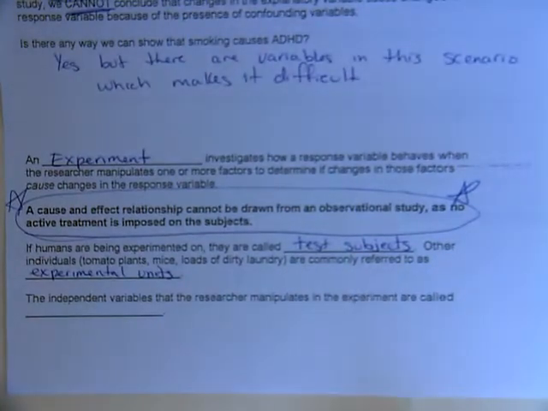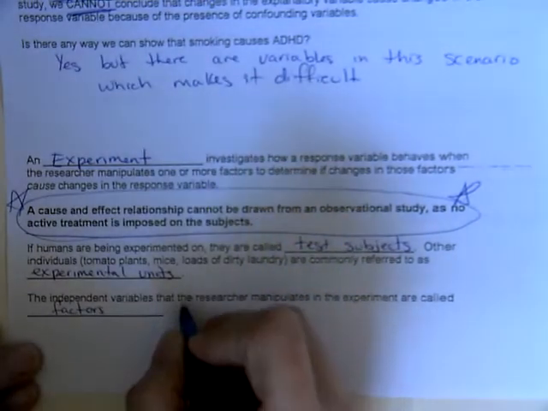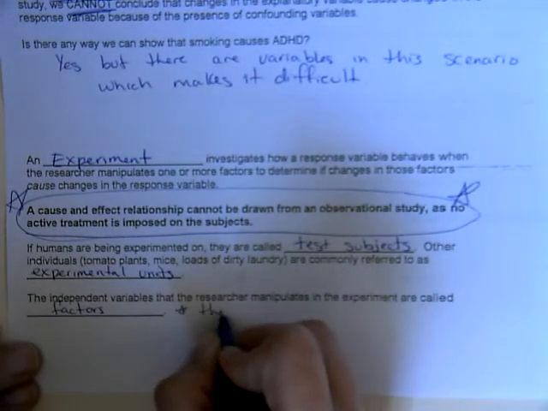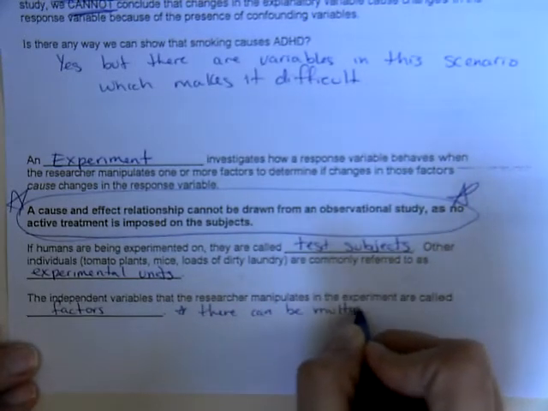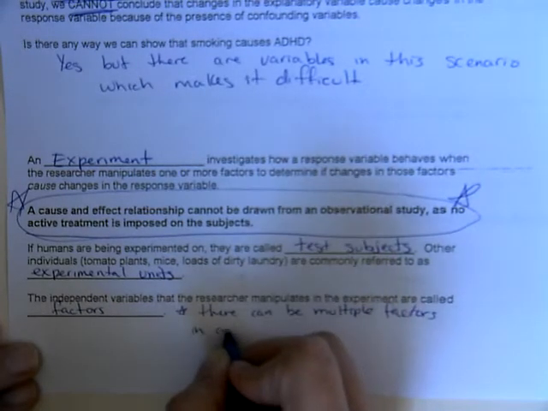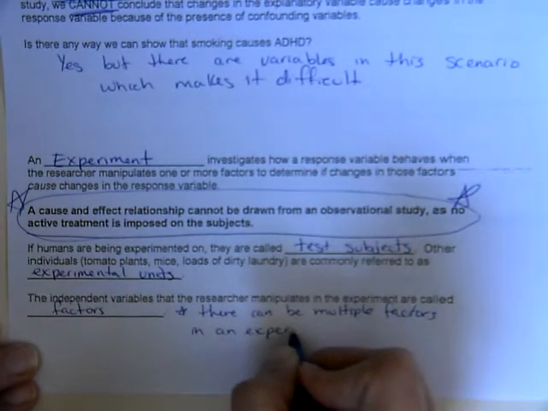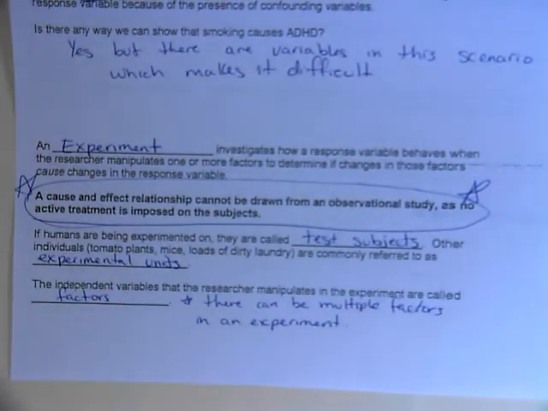The independent variables that the researcher manipulates in the experiment are called factors. So, there can be multiple factors in an experiment. Obviously, you might only want to manipulate one thing, but you can do two if you need to.